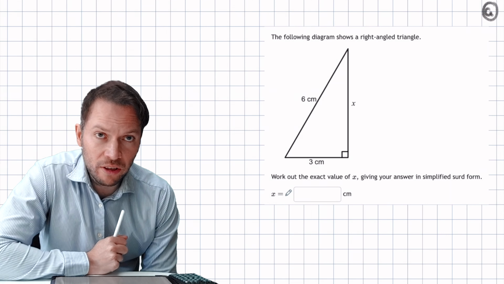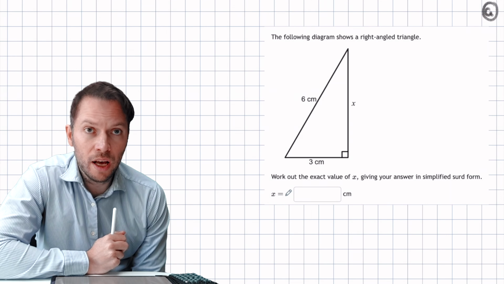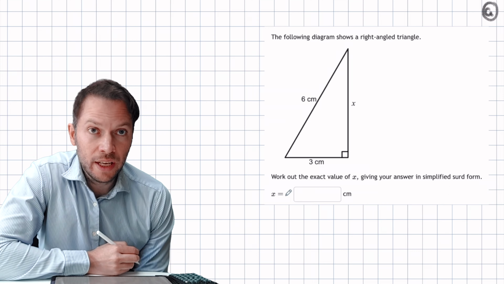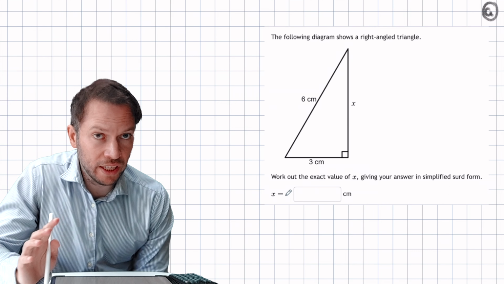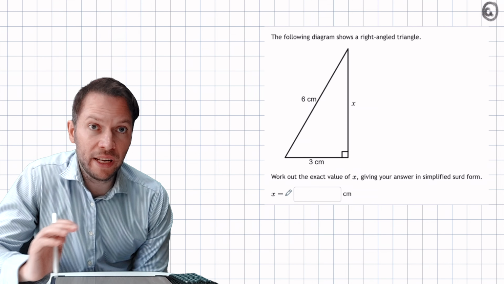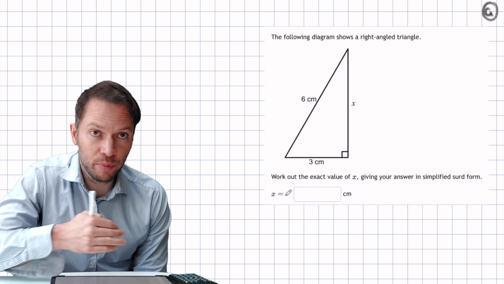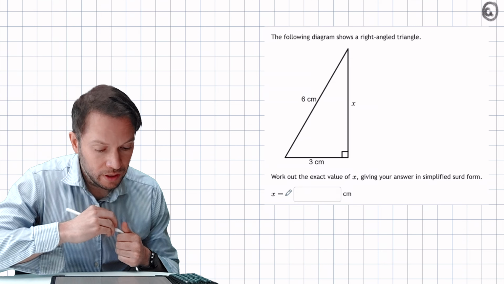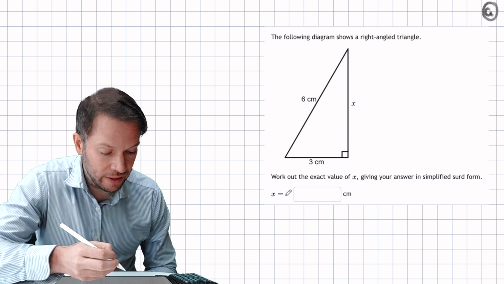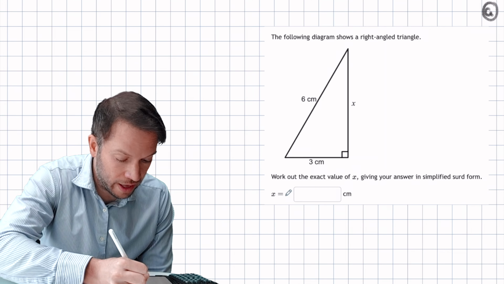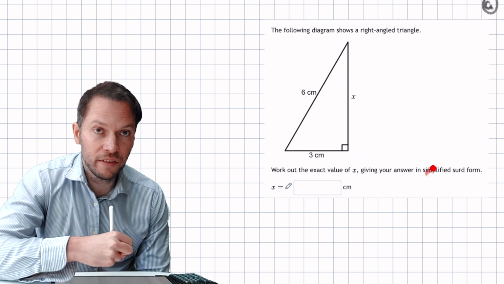Hi, in this video we're going to use Pythagoras theorem combined with surds. Now remember what a surd is, it's just a square root of a number, and if you haven't seen my videos yet on how we manipulate surds, please do watch those first, but we will try to briefly recap that in this video. So what have we got here? We've got this right angle triangle, and we want to find the exact value of x in simplified surd form.